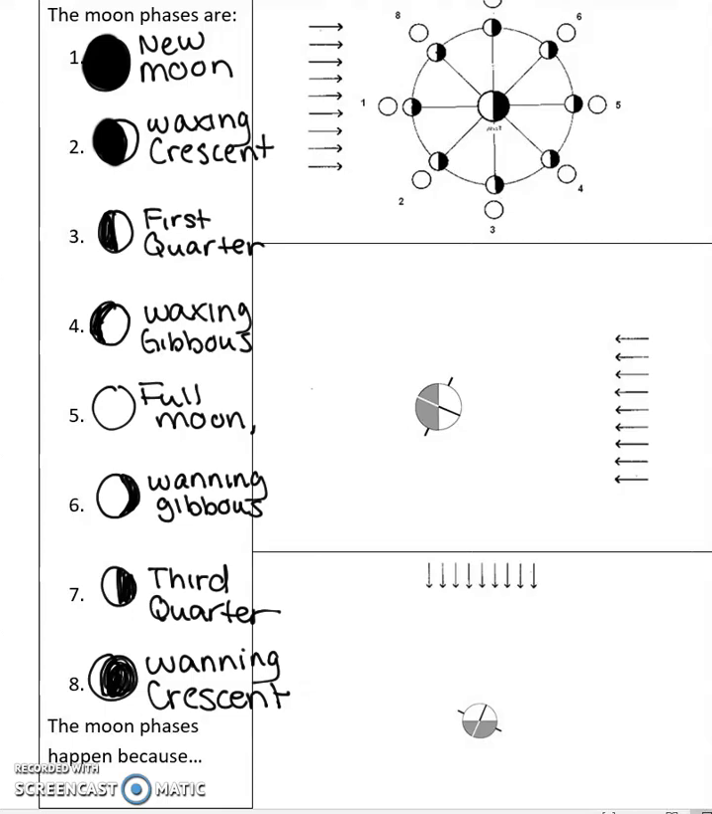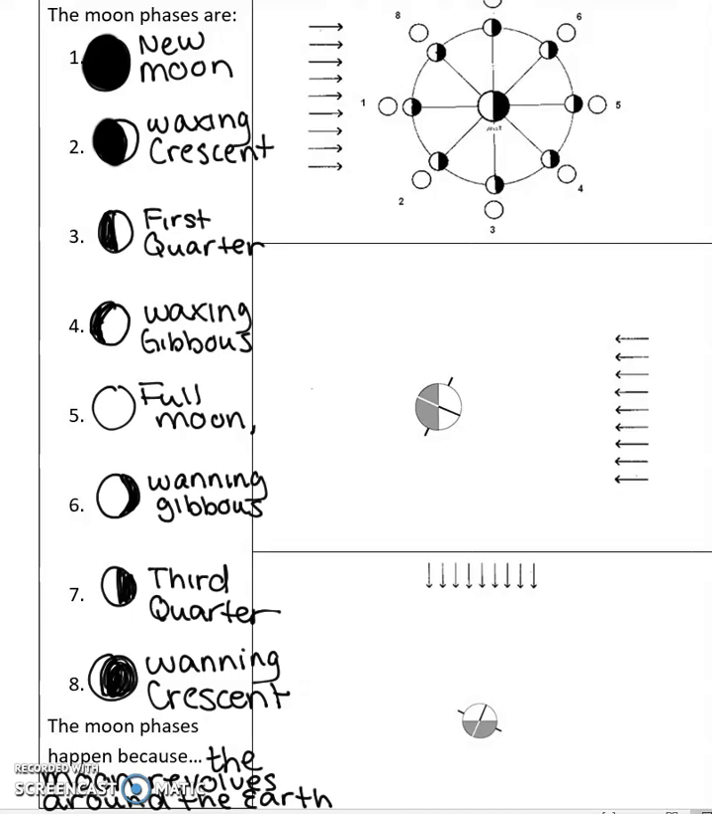And so at the very bottom it says our moon phases happen because the moon revolves around the earth. So because the moon revolves around the earth, we see different moon phases depending on how the sun is shining on the moon. Okay, so the sun is illuminating the moon, and we're going to see certain parts of it being illuminated because of its position with the earth and the sun.